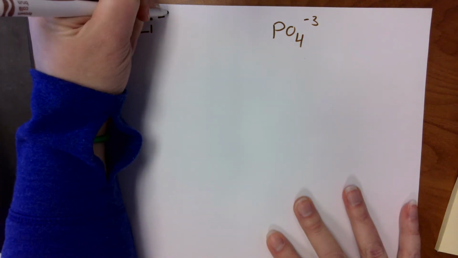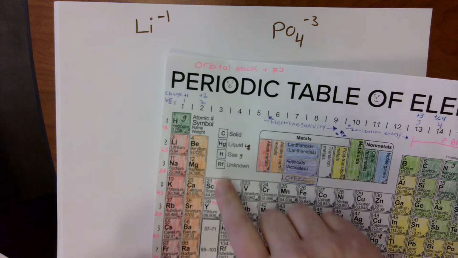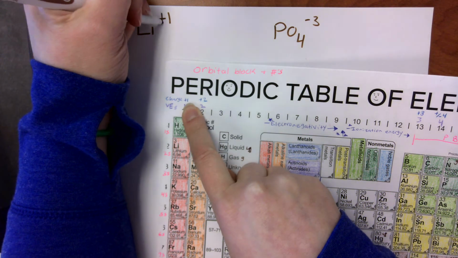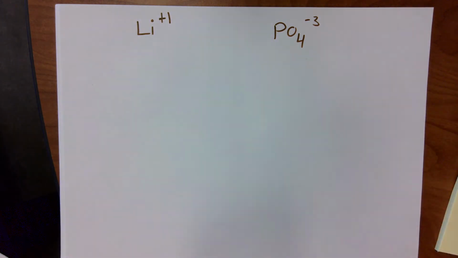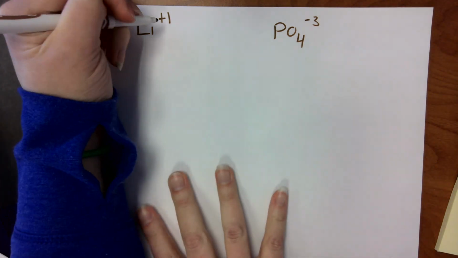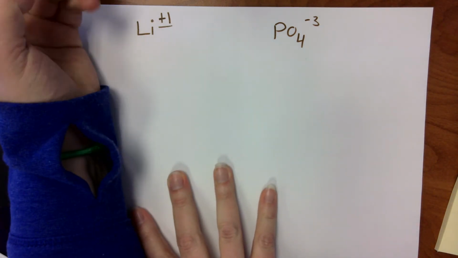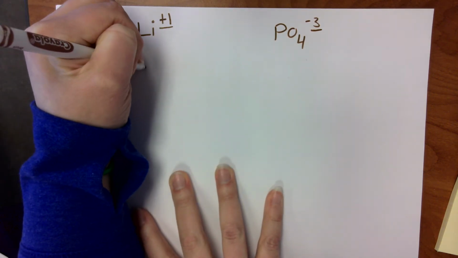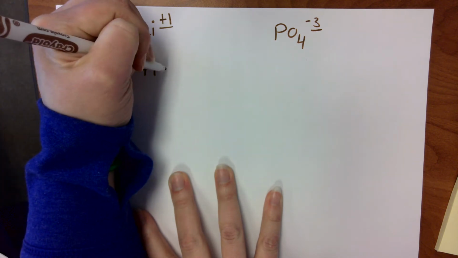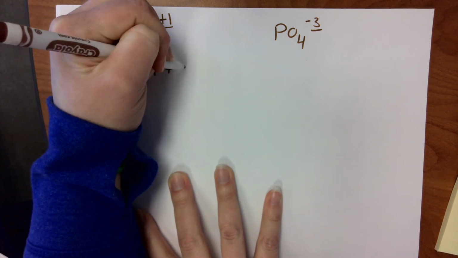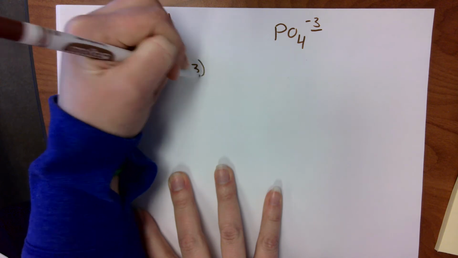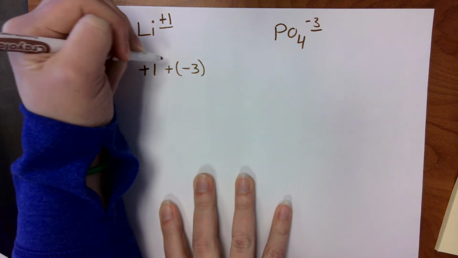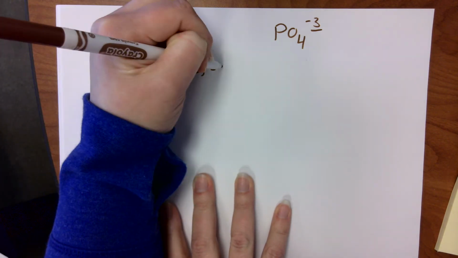Lithium wants to become a +1 since it has 1 valence electron. It wants to have a +1 charge. Find out how many lithium you need by doing your charge math. So it's essentially +1 plus a -3. This ends up to be -2.